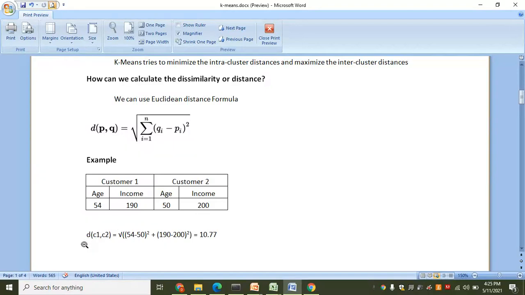Now, the dissimilarity between customer 1 and customer 2 can be calculated using the formula. Let the age of the customers be x1 and x2 and the income of the customers be y1 and y2. Then the formula is square root of (x1 minus x2) the whole square plus (y1 minus y2) the whole square. That is 54 minus 50 the whole square plus 190 minus 200 the whole square. This should be within the square root. The result, 10.77, is the dissimilarity between customer 1 and customer 2.